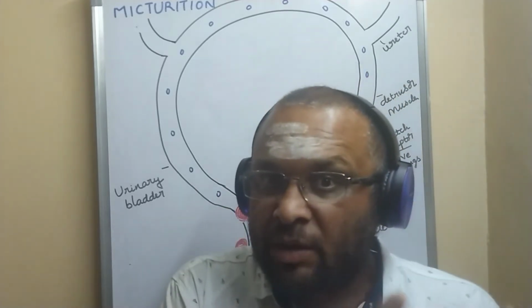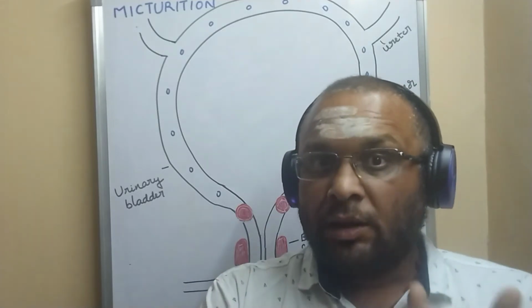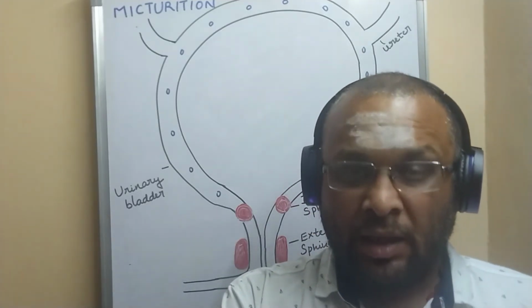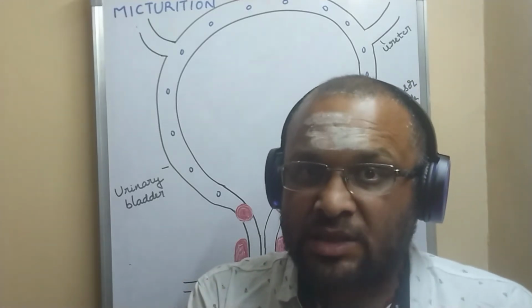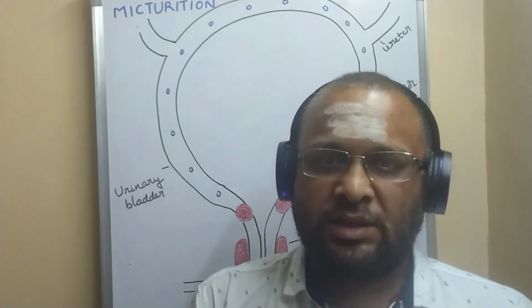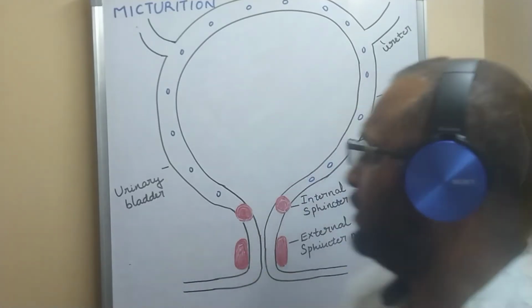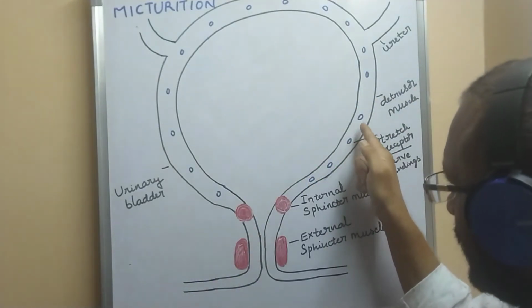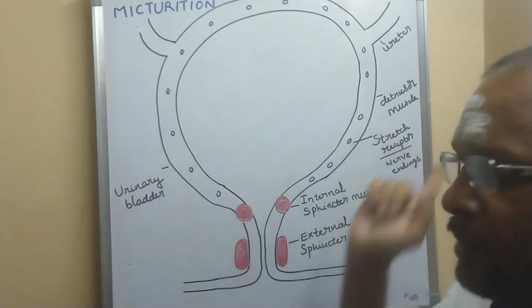That means the information is given to the spinal cord that the urine has been deposited, around 300 to 400 ml, and this causes what? Urge for urination. This causes urge for urination, when this nerve impulse from these nerve endings acting as stretch receptors reaches the spinal cord.